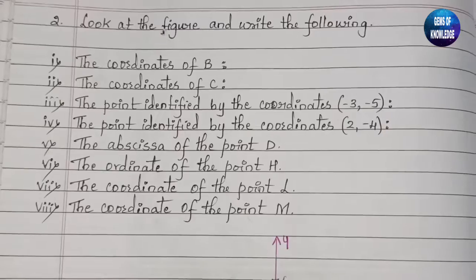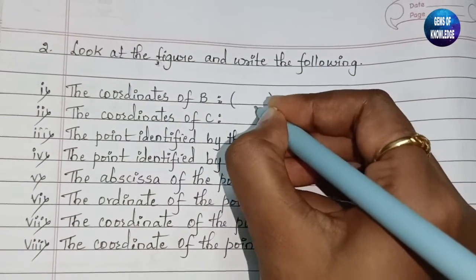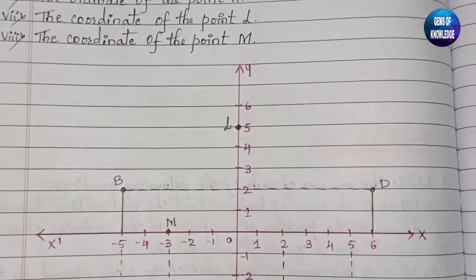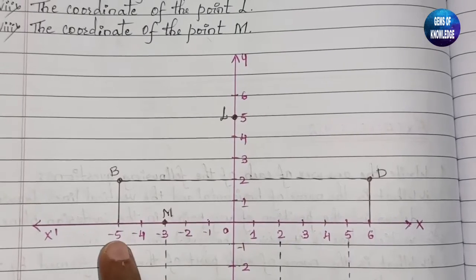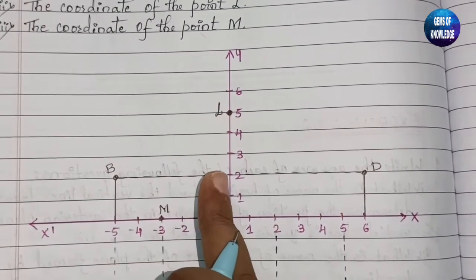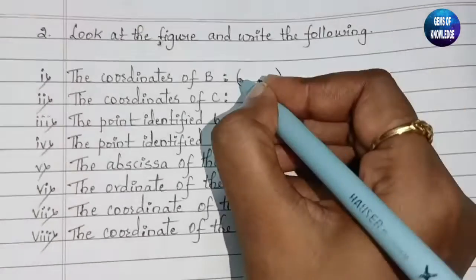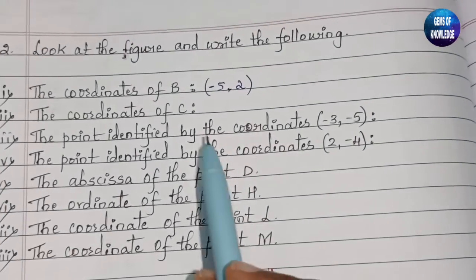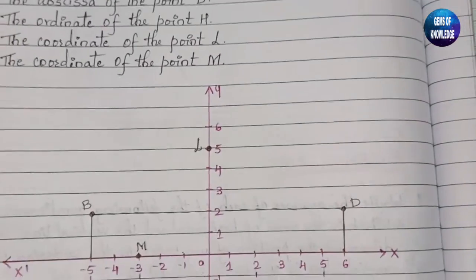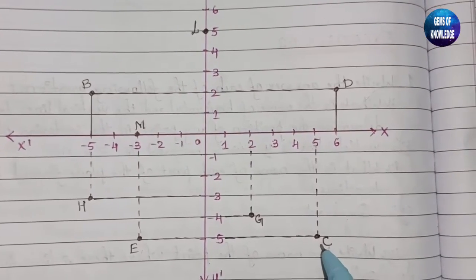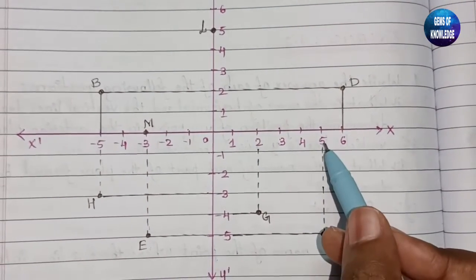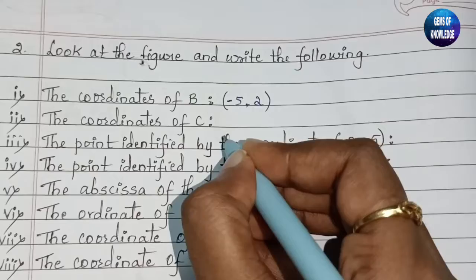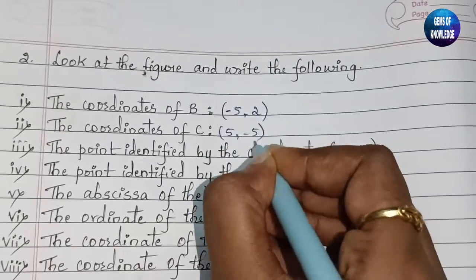The first question is the coordinates of B. You have to write the coordinates in this manner, where one will be x and one will be y. So B is here; on the x axis it is -5 and on the y axis it is +2. So you can write -5, 2. Next question is the coordinates of C. Similarly C is present here. Along the x axis it is 5 and on the y axis it is -5. So you can write 5 comma -5.